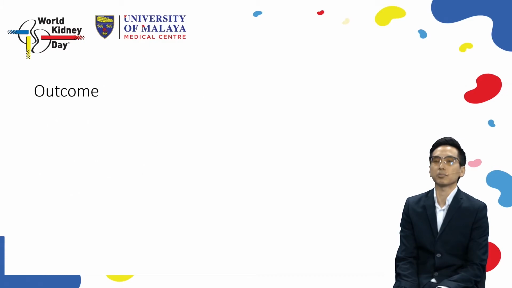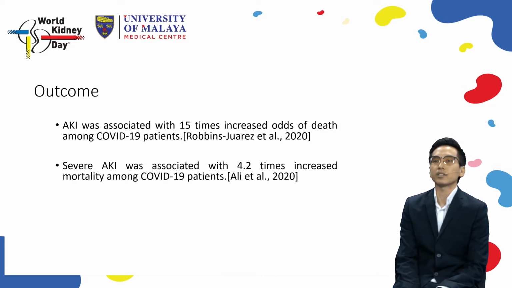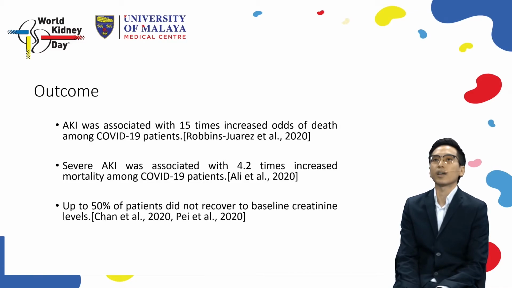Now, how did the patients with acute kidney injury fare? In this study conducted by Robbins, Juarez et al., acute kidney injury was associated with 15 times increased odds of death. And in this study by Ali et al., severe acute kidney injury was associated with 4.2 times increased mortality. Up to 50% of patients did not recover to baseline creatinine levels upon discharge. As for long-term recovery, due to the paucity of data, we still do not know what would happen to these patients with acute kidney injury.